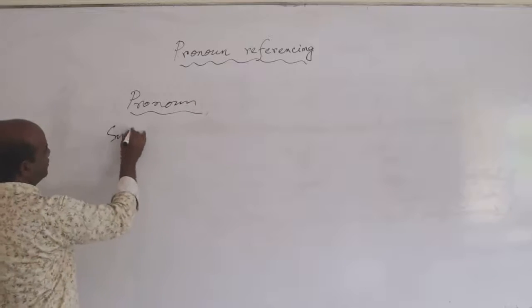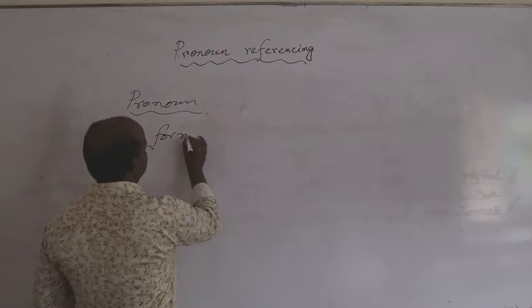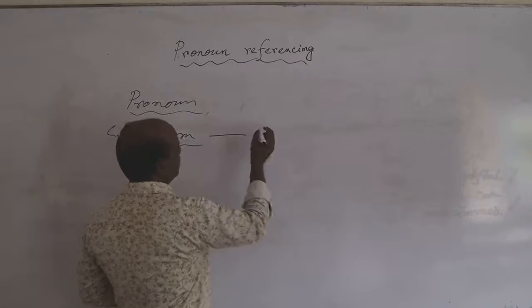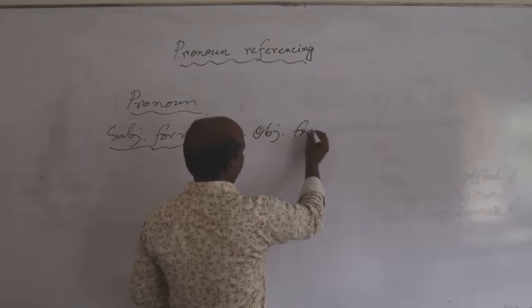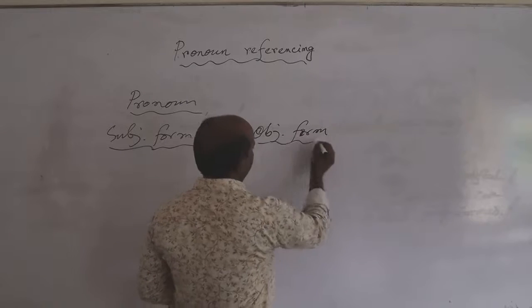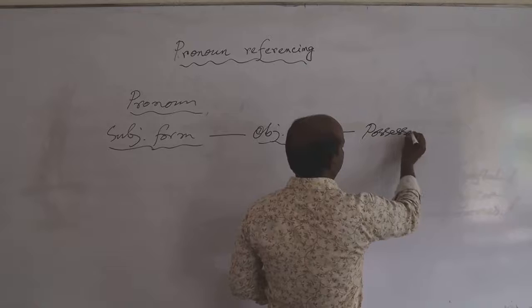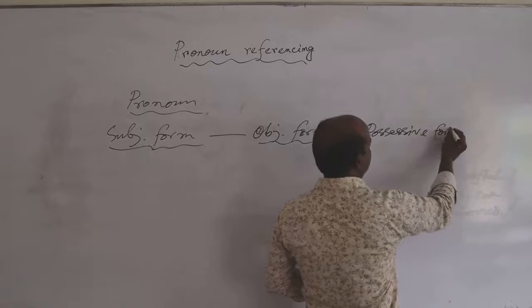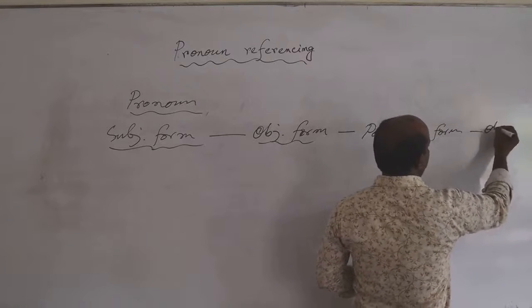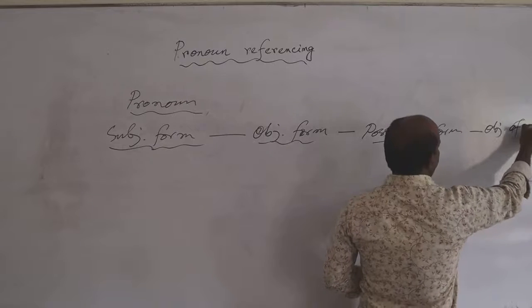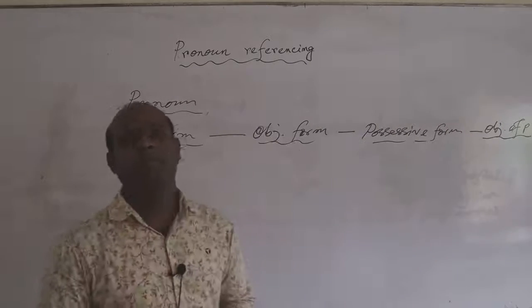One, subject form. Number 2, object form. Number 3, possessive form. And number 4, object of possessive. There are 4 forms of pronoun.